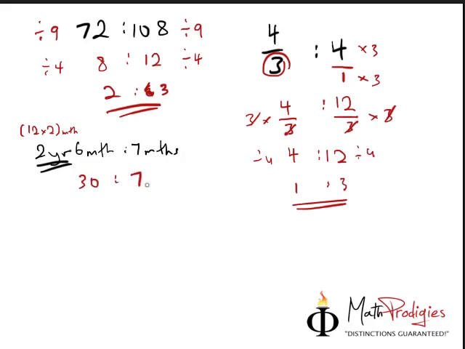Is that the final answer? Let's think about it. Can we divide this by 3? No. Can we divide by 10? No. By 2? Cannot. Okay, that means that's it. The answer is 30 is to 7. If you got that one right, high five, because you are a math prodigy. Good job. Now we'll move on to part D.